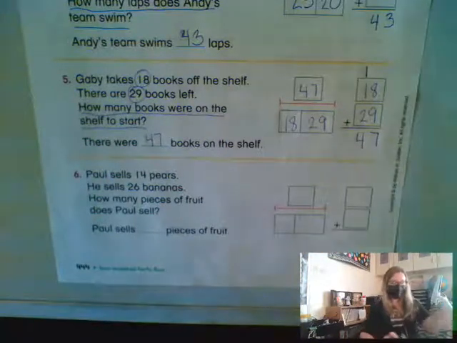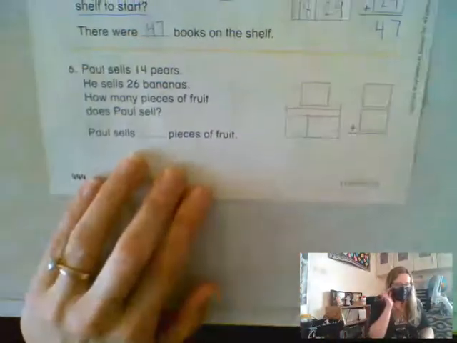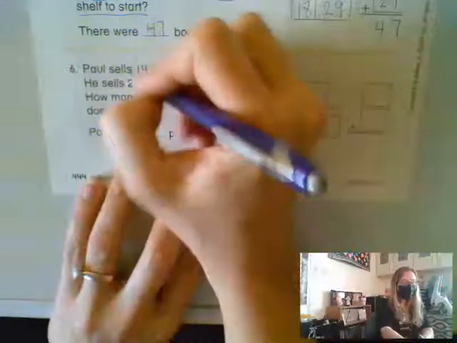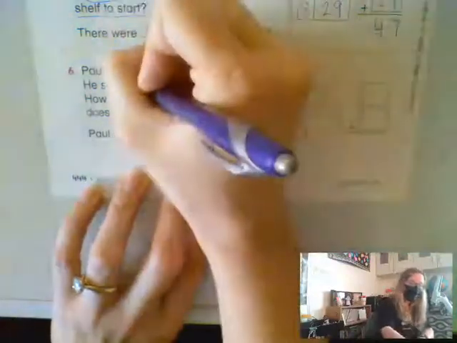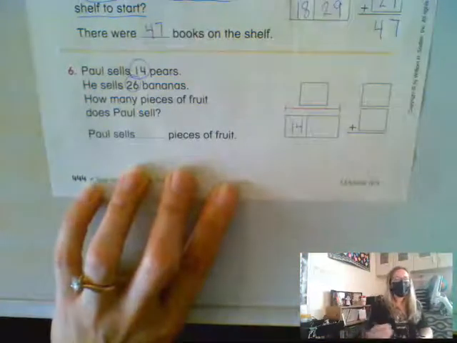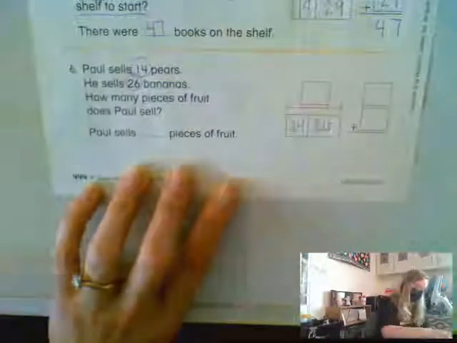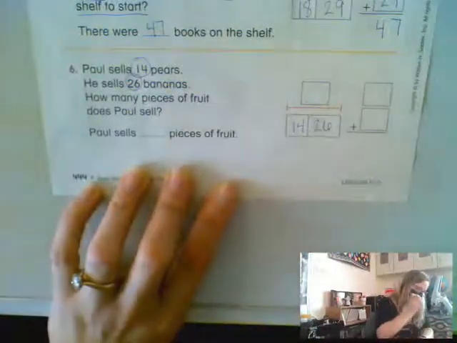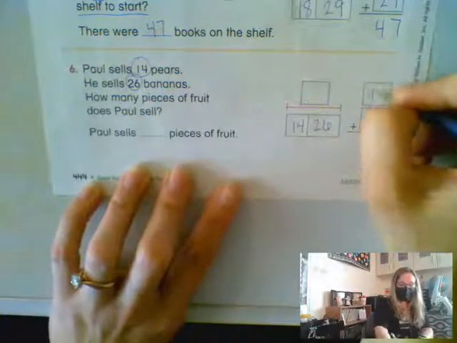And for my final problem of the day, Noah. Noah, Paul sells 14 pears. So circle 14 and write 14 in your first box. He sells 26 bananas. So circle 26 and put 26 in your second box. We've got 14 plus 26.